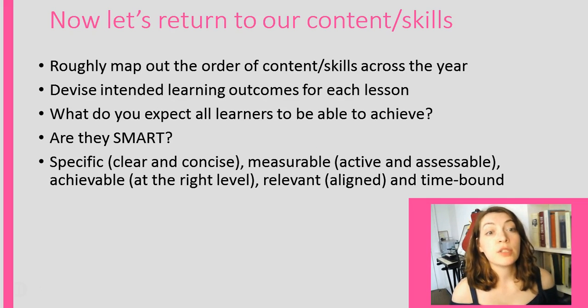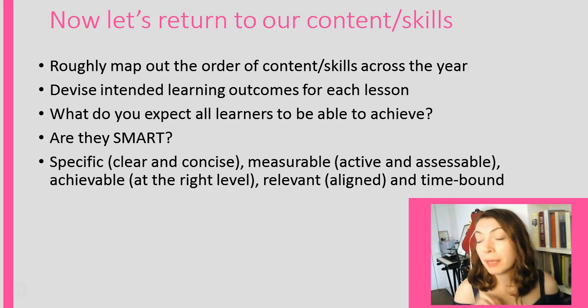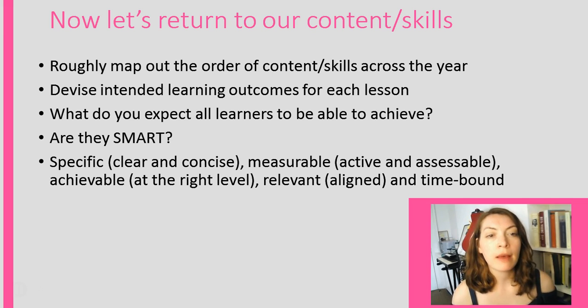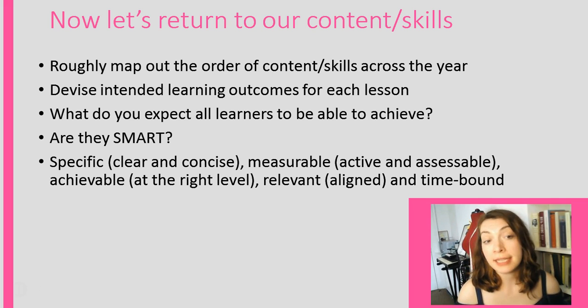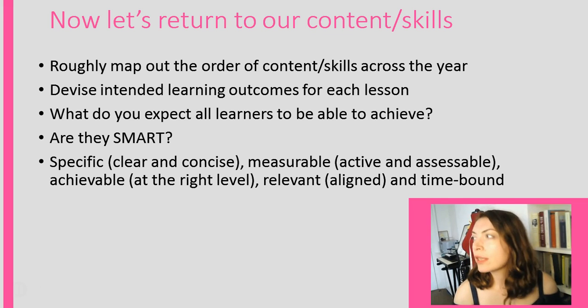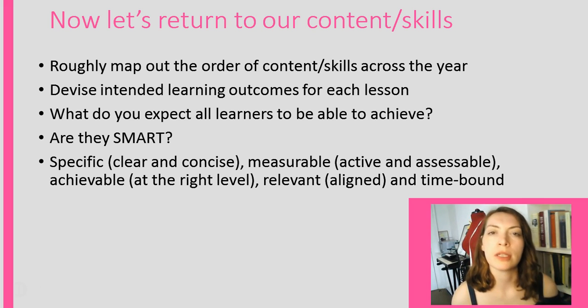So now we can return to our content and skills, which you've already kind of roughly mapped out. So whether you have made bullet points or done a concept map, get that out and then start to think about the actual order of the content and skills that you want to deliver throughout the year. And then you can begin to devise intended learning outcomes for each lesson. What do you expect all learners to be able to achieve? So what's that base level? And also think about perhaps extension tasks, things for the high level students to be able to do in your lessons too.